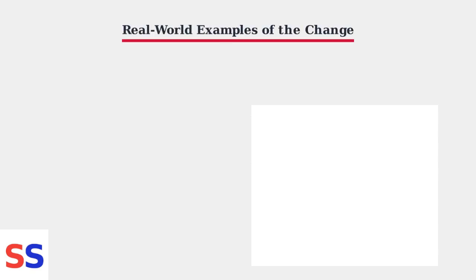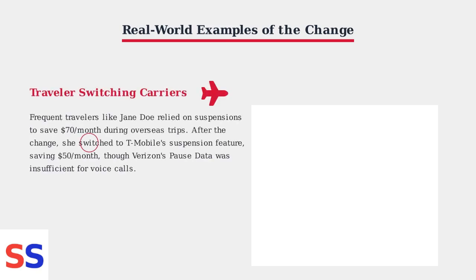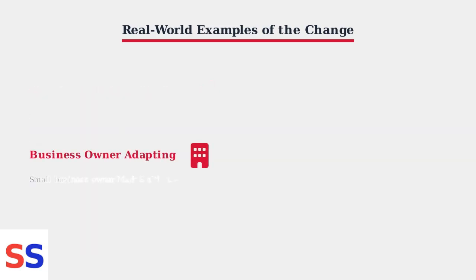Real-world examples show how Verizon's suspension changes affected different users. Frequent travelers who depended on suspensions to save money during trips often switched to competitors offering similar features. For instance, a traveler named Jane Doe saved $70 monthly by suspending service abroad. After the feature was removed, she moved to T-Mobile, where suspensions are still available, though Verizon's data-only pause wasn't enough for her voice needs. Small business owners also faced challenges.